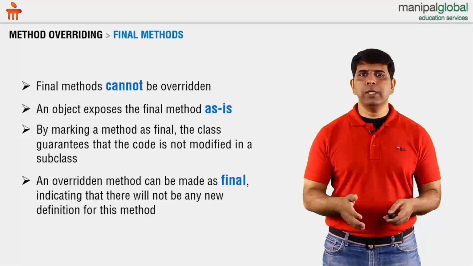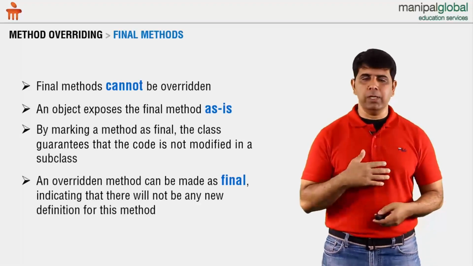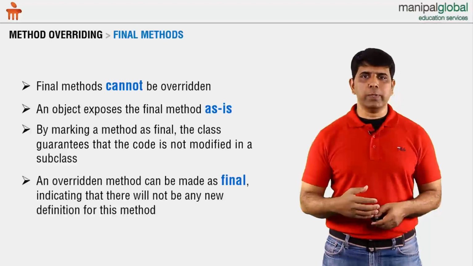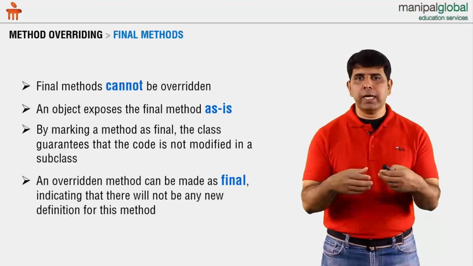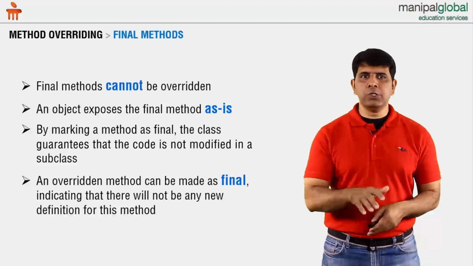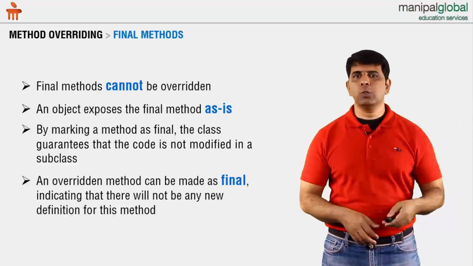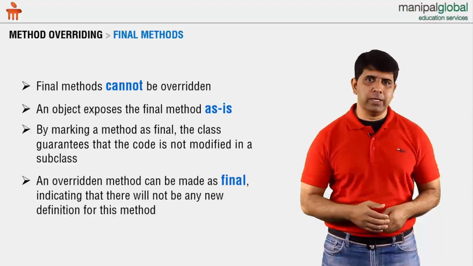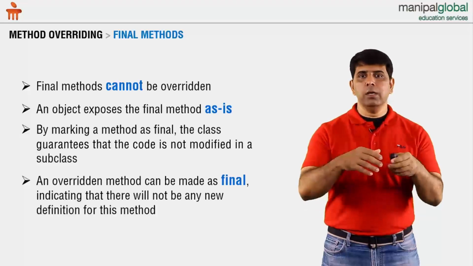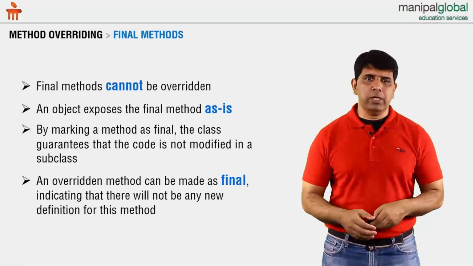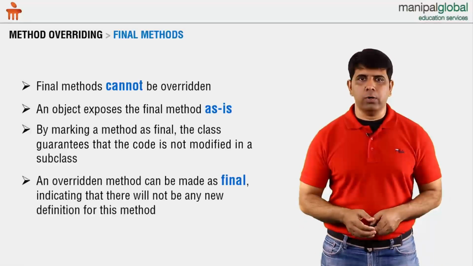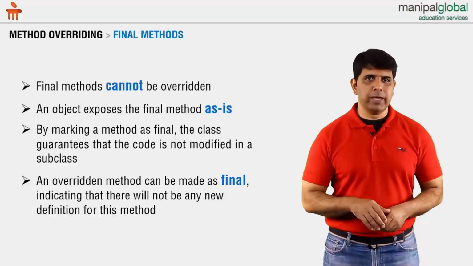Now an overridden method can also be made final. For example, I inherit a method from my superclass, but I want to override it and mark it as final. Now that's okay. A non-final method in the superclass can be marked as final here in my subclass. But somebody who inherits that into their classes cannot override it. Now that's the rule of the game.